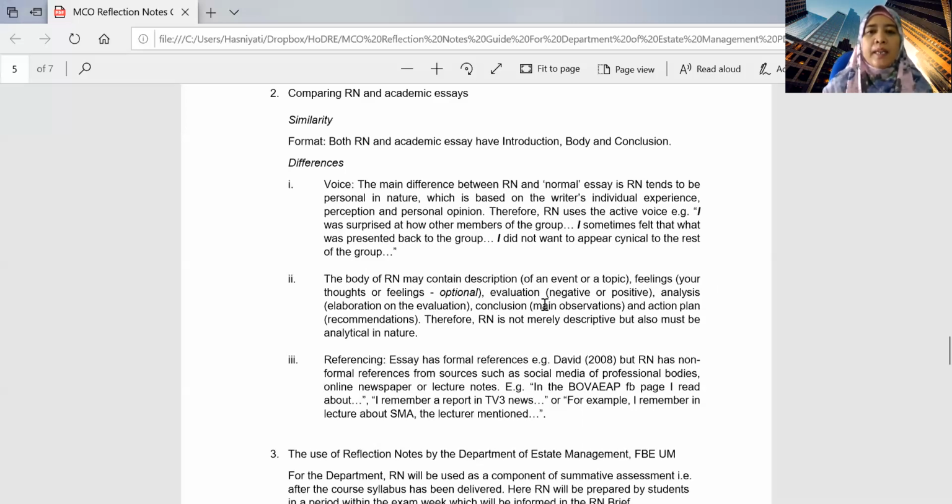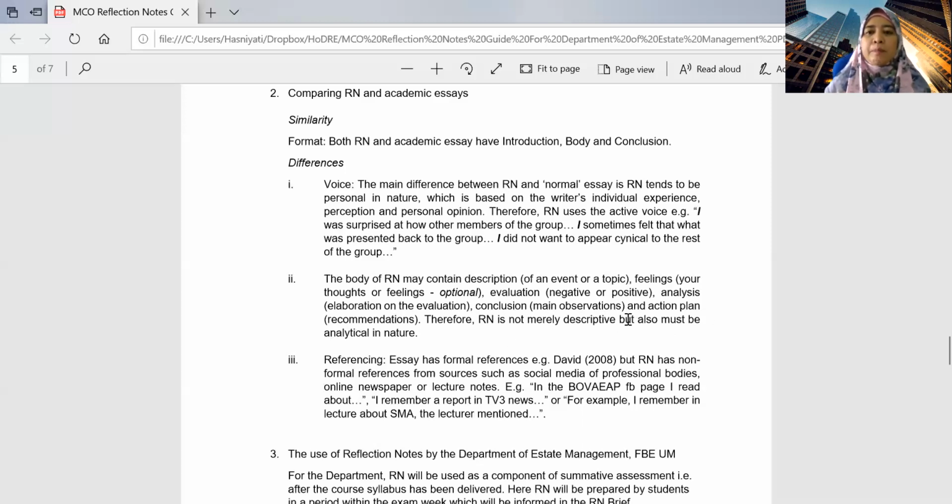Conclusion, whereby you draw the main observation or observations, and you highlight again the main observation or observations. And after that, what you think you would do with the information in the future, whether in your life or during your working days. So, an action plan, some recommendations. Therefore, reflection notes are not merely descriptive, but also must be analytical in nature.